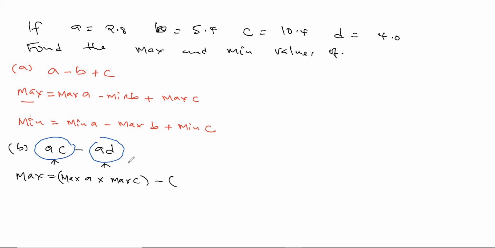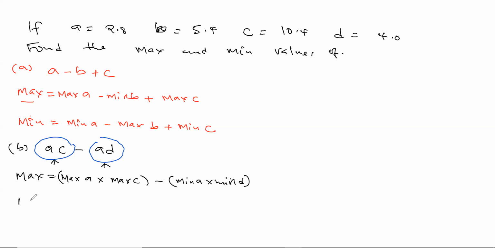So for these other numbers, I'll go for the minimum. So it will be minus minimum of A times minimum of D. Because in multiplication for minimum, you just take the minimum. For maximum, you just take the maximum.